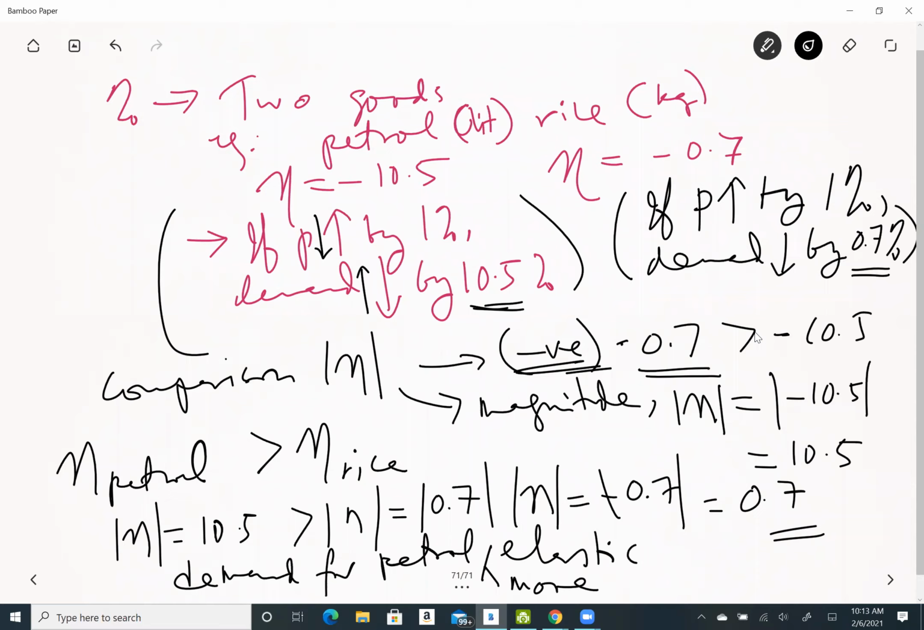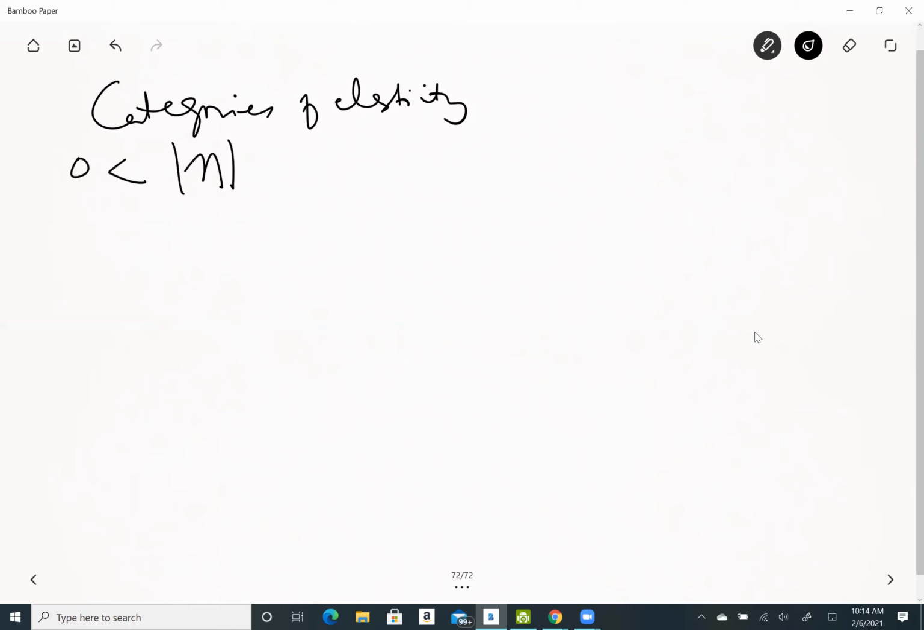So when you look at this, we can categorize the elasticity, the categories of elasticity. If the absolute value of the elasticity is between 0 and 1, we call it inelastic. If the elasticity is bigger than 1, we call it elastic.